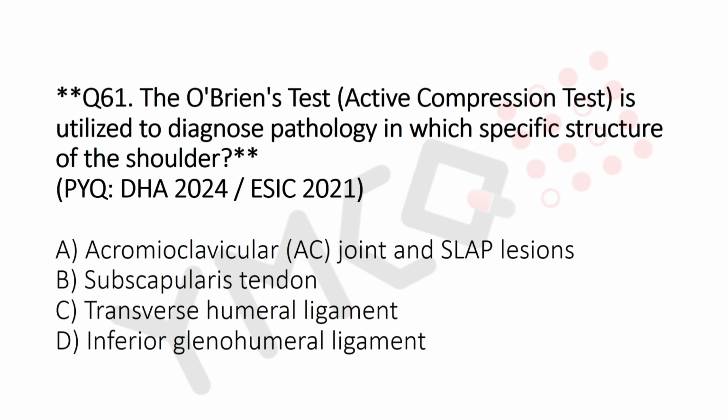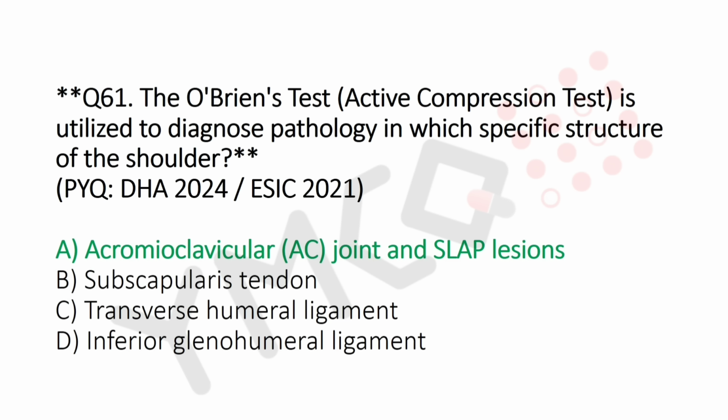The O'Brien test, active compression test, is utilized to diagnose pathology in which specific structure of the shoulder? Option A, acromioclavicular joint and SLAP lesion. Option B, subscapularis tendon. Option C, transverse humeral ligament. Option D, inferior glenohumeral ligament. And the answer is option A, acromioclavicular joint and SLAP lesion.